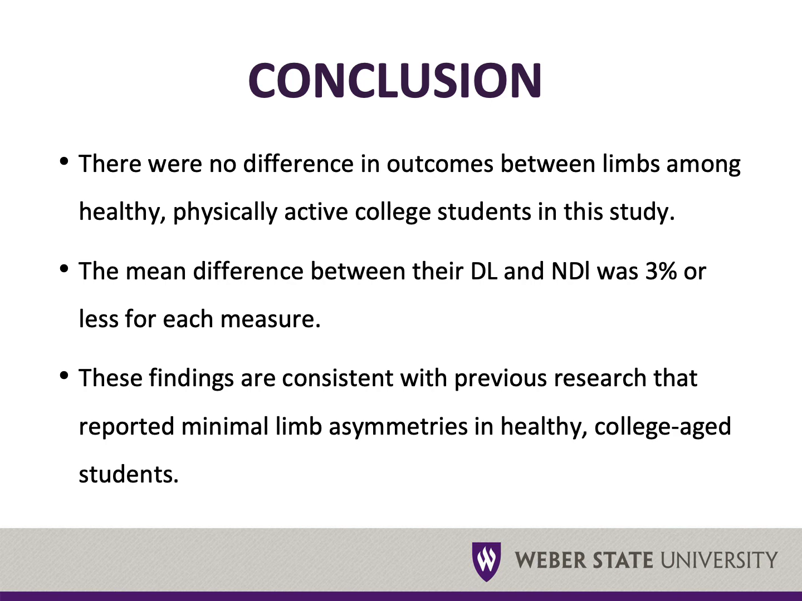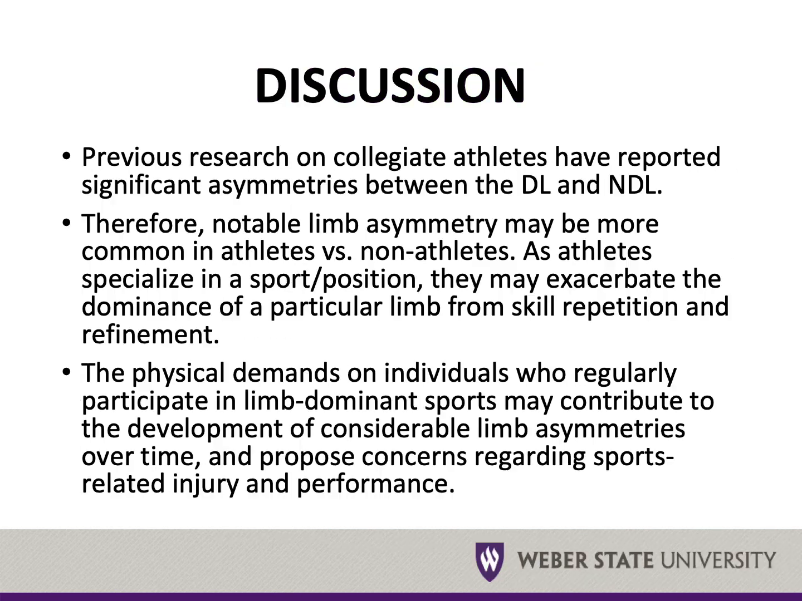These findings are consistent with previous research that reported minimal limb asymmetry in healthy college-age students. Previous research on collegiate athletes has reported significant asymmetries between the dominant limb and the non-dominant limb. Therefore, notable limb asymmetry may be more common in athletes versus non-athletes.